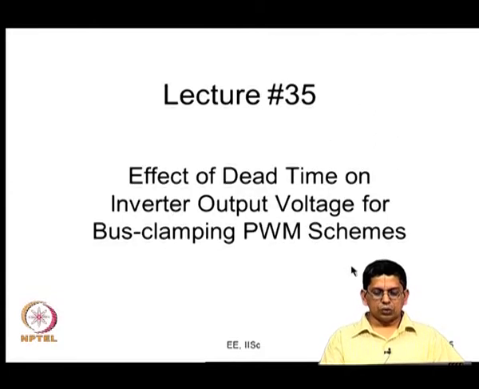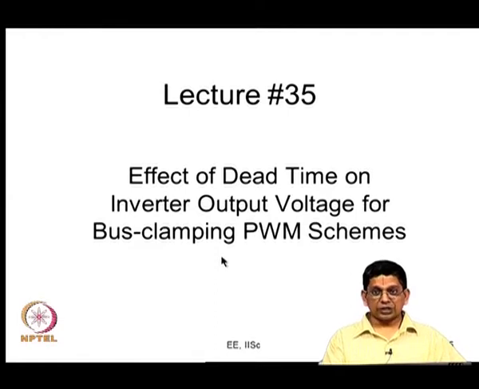Alright. So, here we are talking of effect of dead time on inverter output voltage. The last lecture was primarily on continuous PWM schemes, which we will review now. Here it is on bus clamping PWM schemes. Remember, bus clamping PWM is also called discontinuous PWM. So, what happens here? One of the phases is clamped to the positive bus or negative bus at any point, and the other two phases are switching. Therefore, it is called bus clamping.